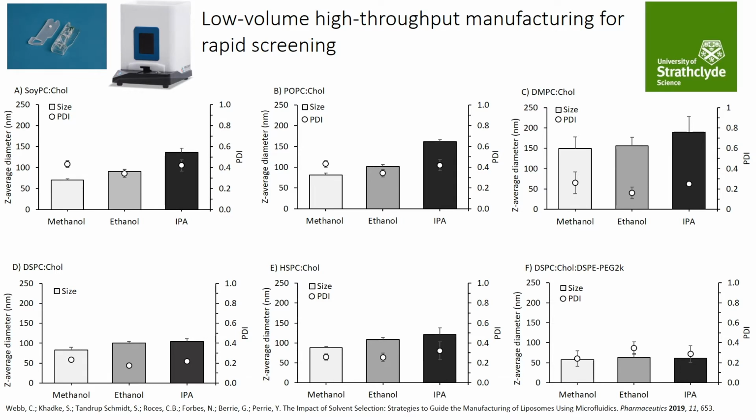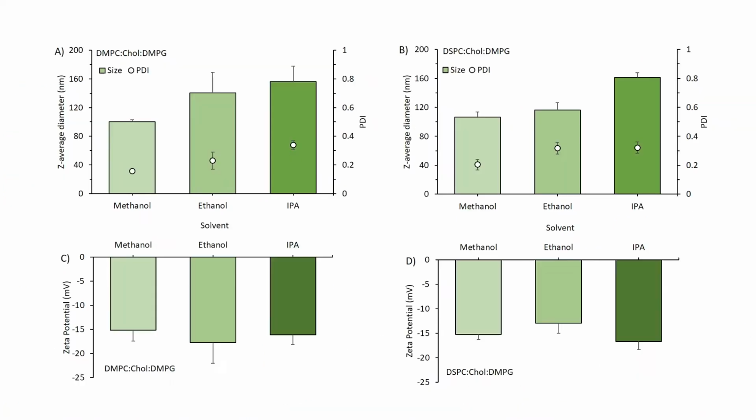the greatest impact from the effect of solvent polarity, where they are roughly double in size when manufactured in IPA rather than methanol. Other than the pegylated formulation, there was an increase in size as solvent polarity decreased. Other than the size, there was absolutely no effect on the polydispersity either.